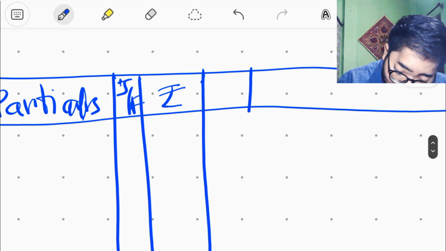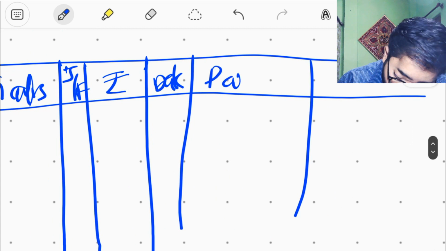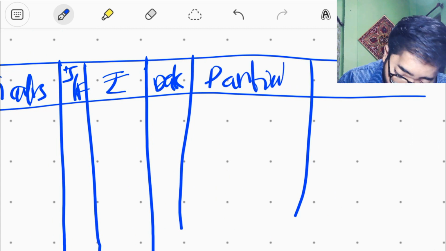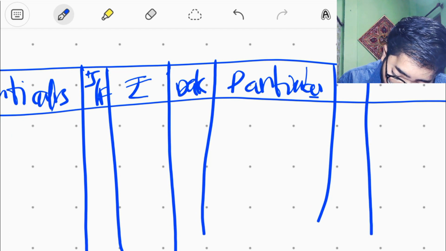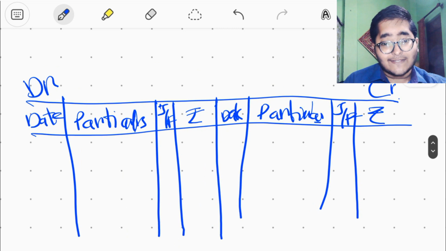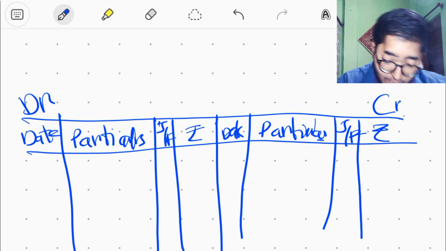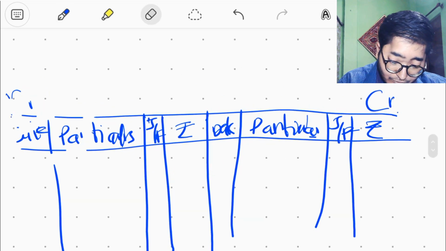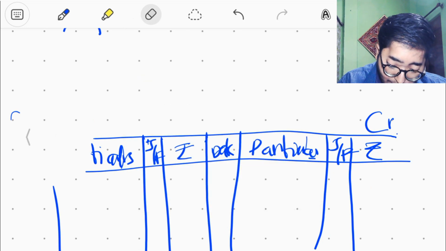Similar to this side, date, particulars, journal folio, and amount rupees. So this is an overall format of a ledger. You need to make 14 such accounts, or the number of accounts that should be drawn like this. 14 accounts for this sum.